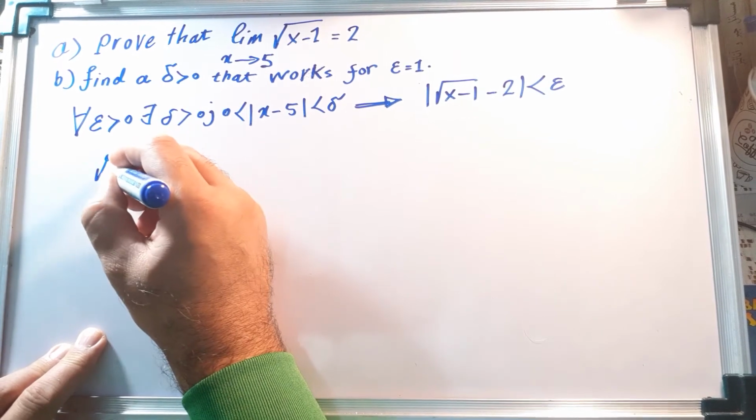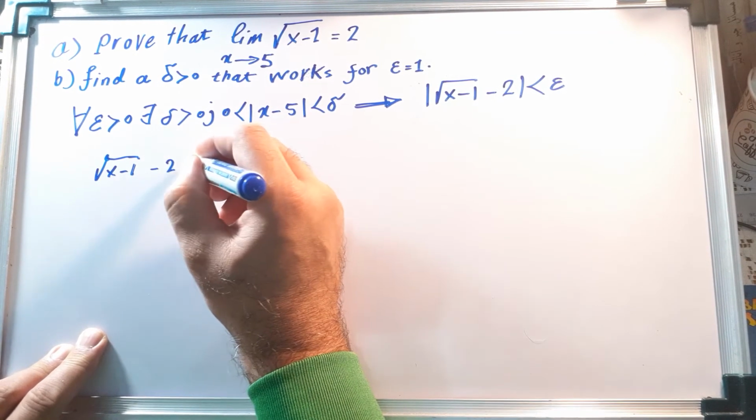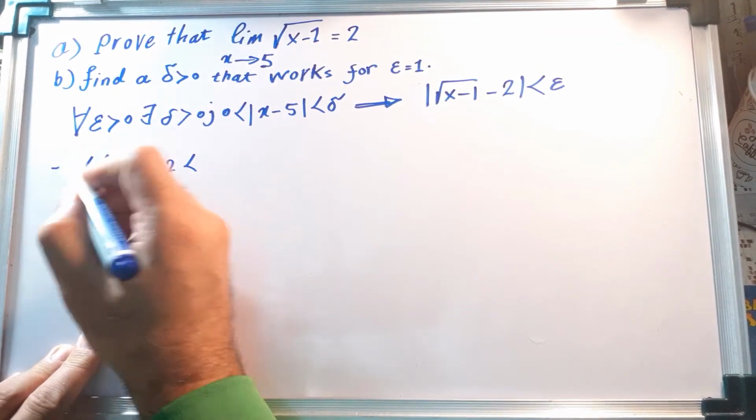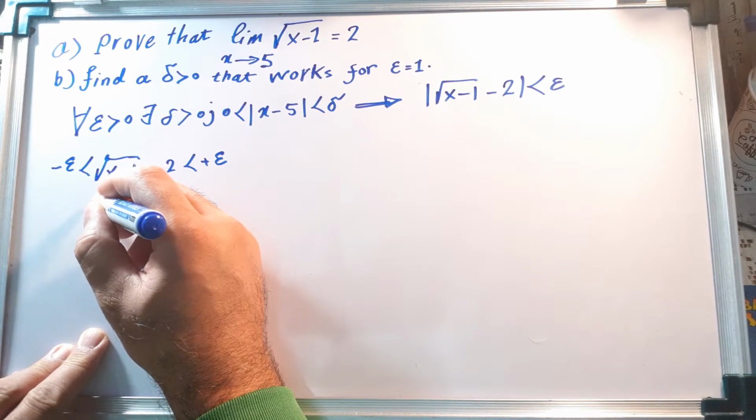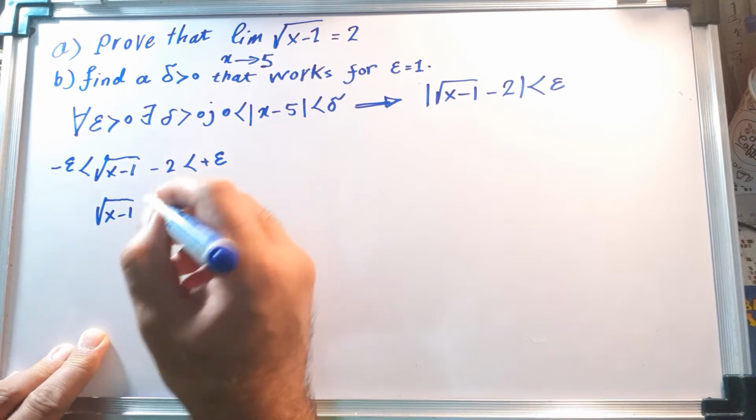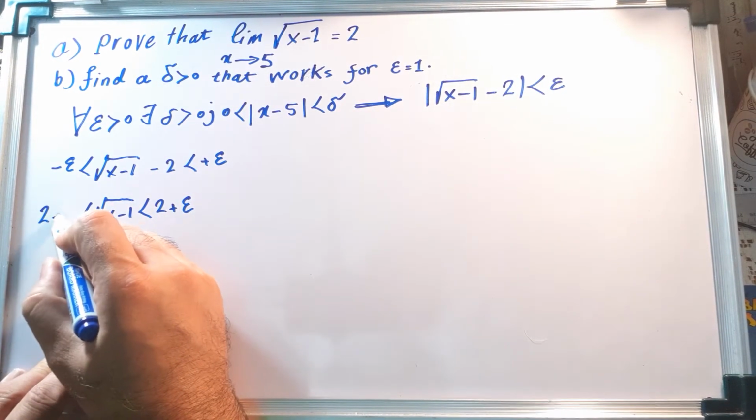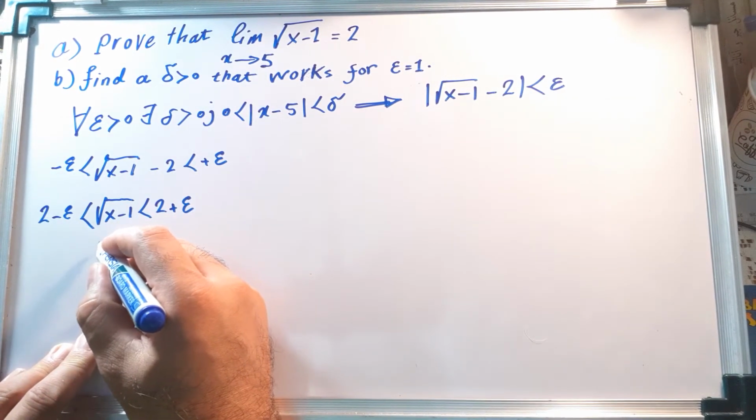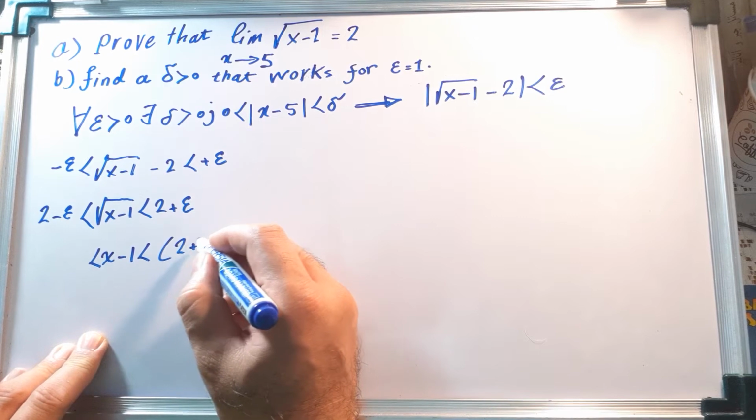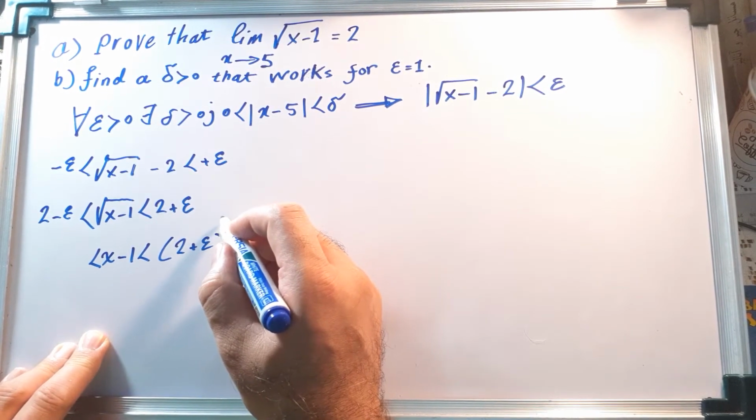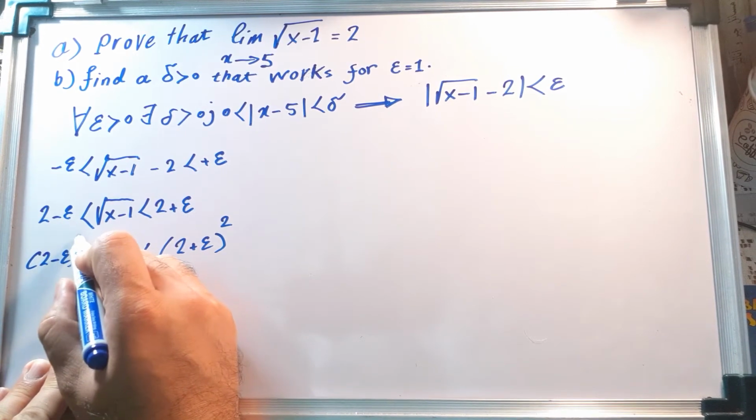It means root of x minus 1 minus 2 is between minus epsilon and plus epsilon, and then root of x minus 1 is between 2 minus epsilon and 2 plus epsilon, and then x minus 1 is between 2 minus epsilon to the power 2 and 2 plus epsilon to the power 2.